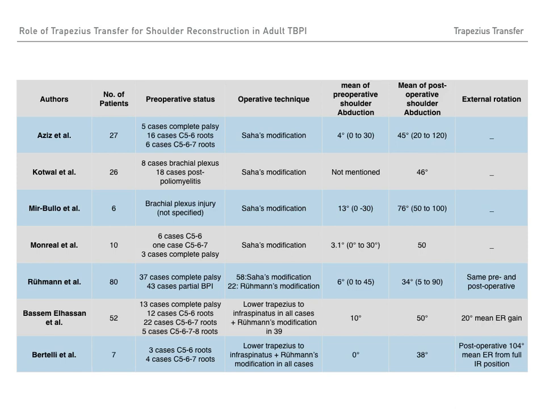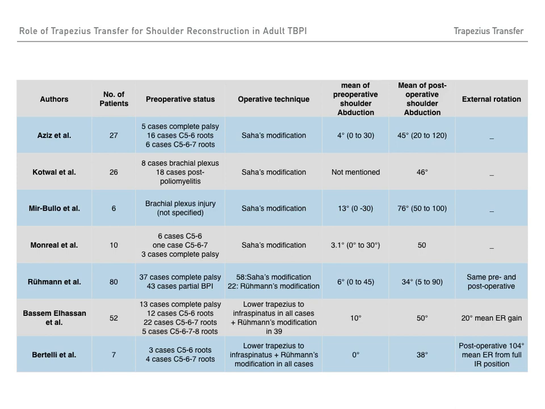The Montreal study included 10 patients. 6 of them were upper trunk, 1 case was upper and middle, and 3 cases were complete palsy. He used Saha's technique, and the mean preoperative shoulder abduction was 3.1 degrees. The mean postoperative shoulder abduction was 50 degrees.